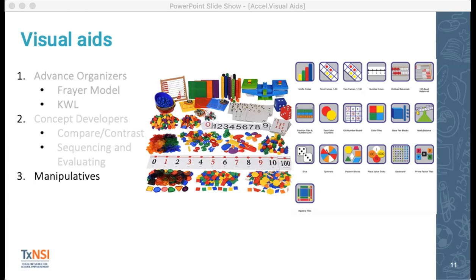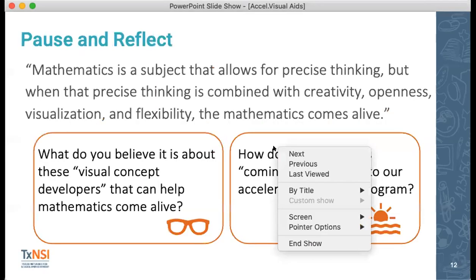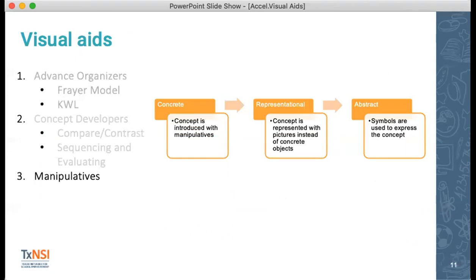So it's that idea of moving from concrete to abstract. Sorry, I went too fast. So in the concrete level, the concept is introduced with manipulatives. The abstract is when we just use the symbols. And too often we jump to that before we do the manipulatives, the pictures, and then the abstract. So mentally, the kids need to move from concrete to representational to abstract.